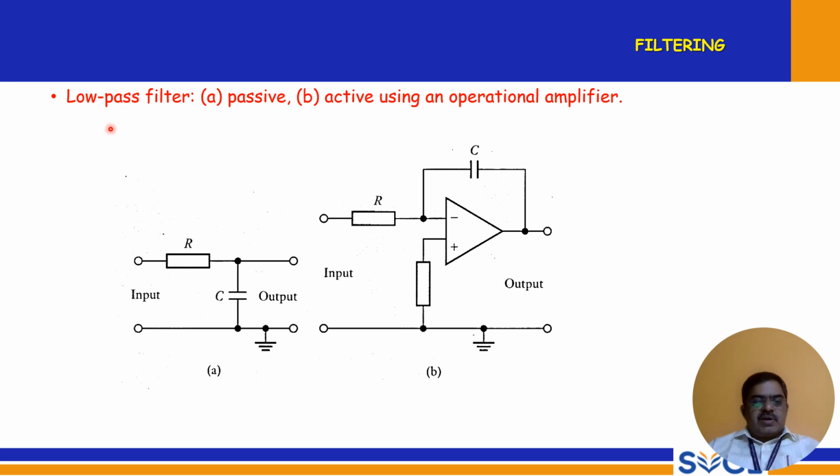So here is the low pass filter, passive and active. This is passive, it only consists of R and C, whereas the active one consists of an operational amplifier also. So that is the active filter using an operational amplifier. Here you have the resistor, and the capacitor is connected across this amplifier, and this is the inverting terminal and this is the non-inverting terminal of the operational amplifier. This is the active circuit.